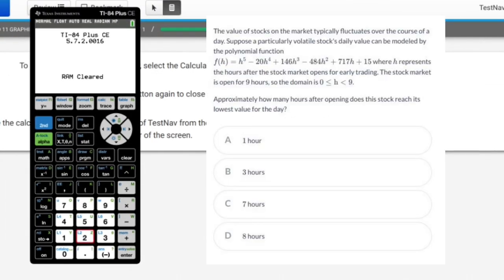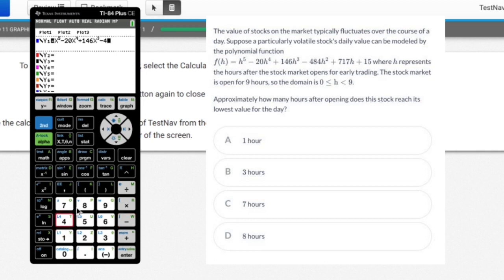All right, so we have this terrible equation to plug in. We're just going to plug it in and make sure that instead of h, we use x and just go from there. So x to the 5th minus 20x to the 4th. Move to the right. Plus 146x to the 3rd. 1, 4, 6. X to the 3rd minus 484x squared.